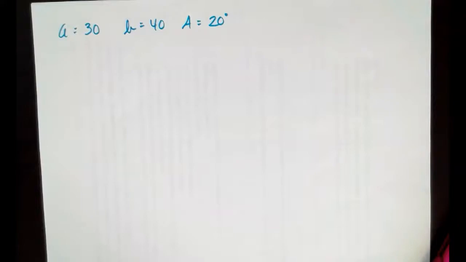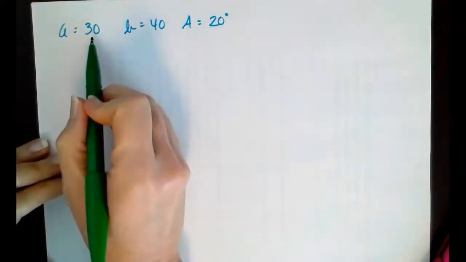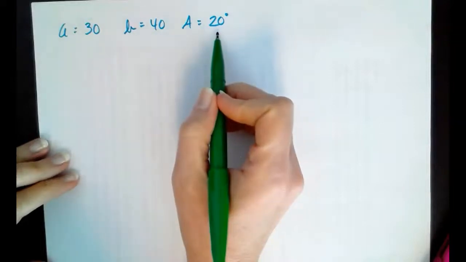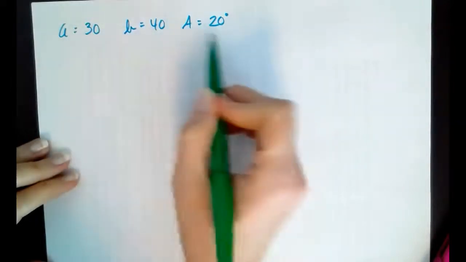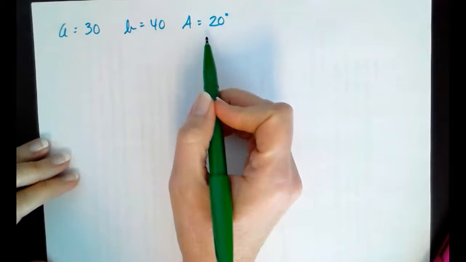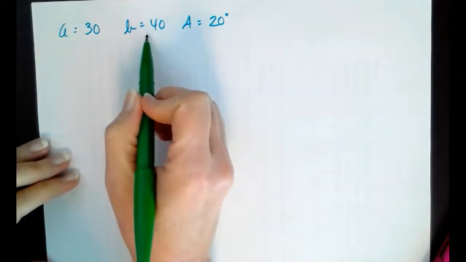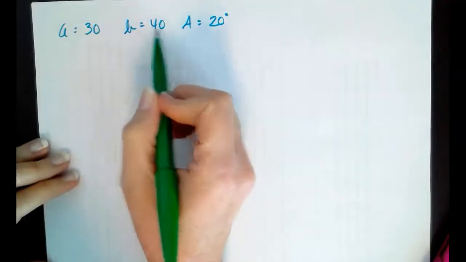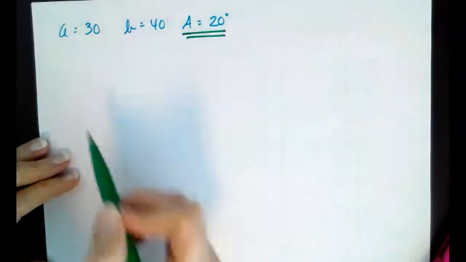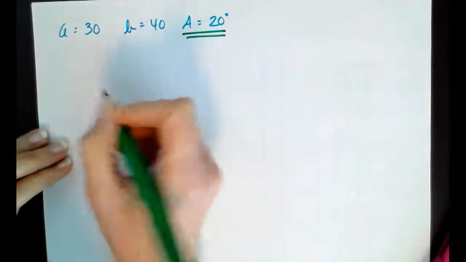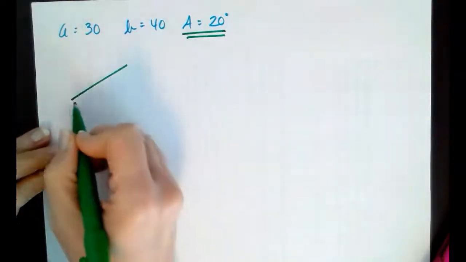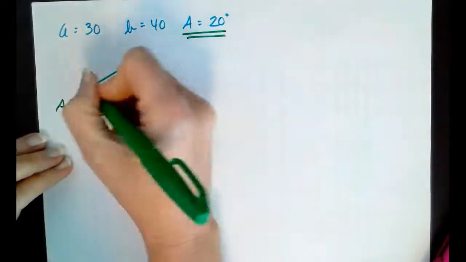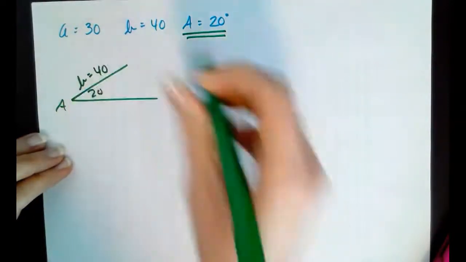Let's look at the next problem, which has little a as 30, little b as 40, and angle A as 20. So a similar situation again. We see that little b is larger than little a. Therefore, we know that angle B has to be larger than angle A. Angle A is 20. We're going to start the same way that we did on the last one. Here's A, it's 20. This is side B, this is 40.